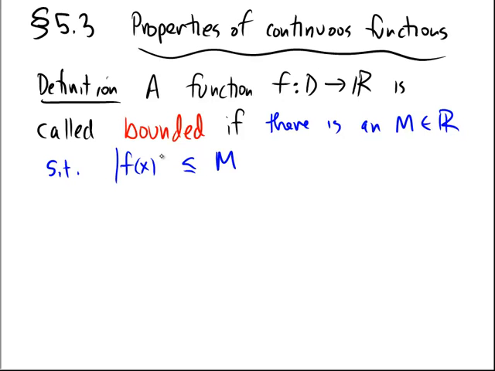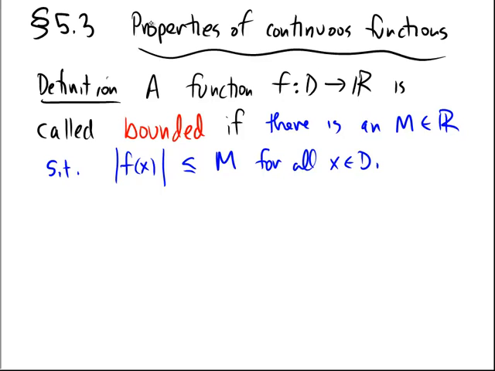And if I put an absolute value around this, then that means not only can it not get too big, but it also can't get too close to negative infinity. So the absolute value would mean that we would be bounded both above and below. And of course this would have to hold for all x in the domain.